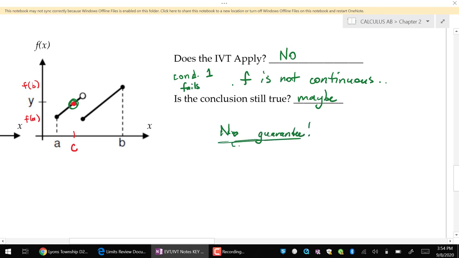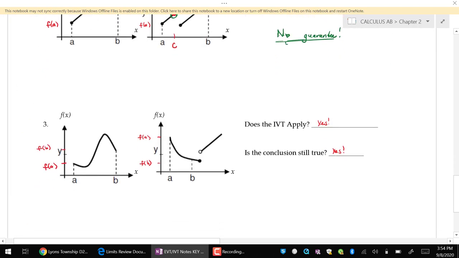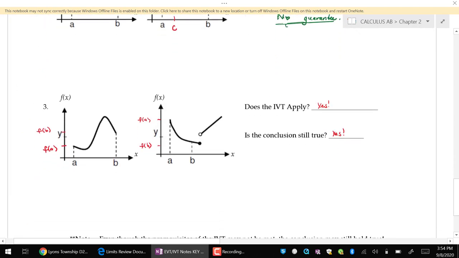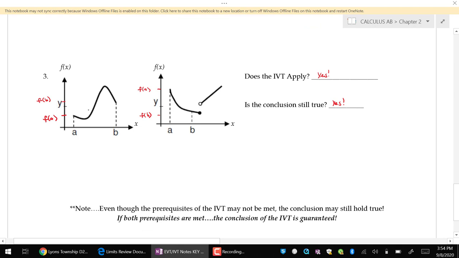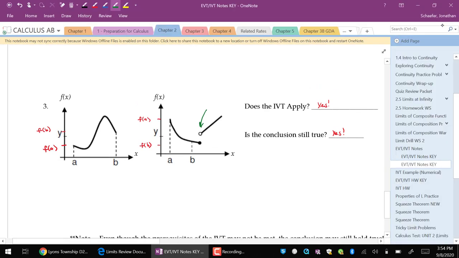Okay. How about the third and final case? Let's see what happens here. Notice continuous function on a to b. Continuous function here on a to b. Yes, there's a little discontinuity moment happening right there, but it's outside of the interval a to b, so that's okay. We're only looking at the section here that is continuous.